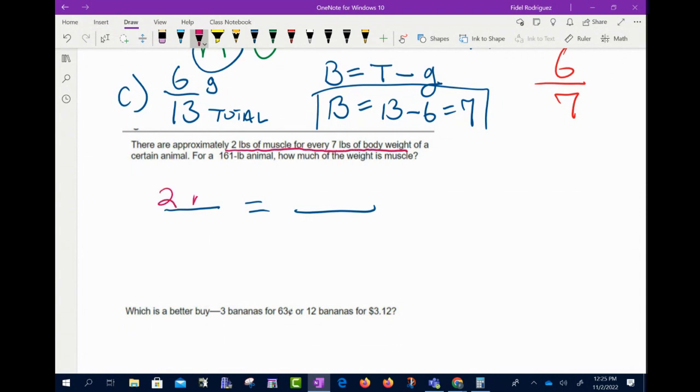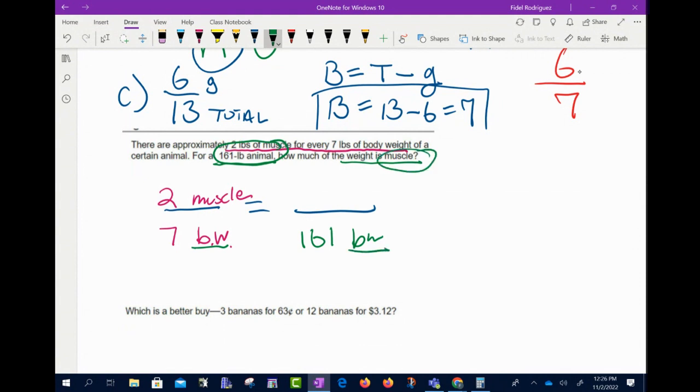So I would say, look, this is 2 pounds, that's muscle, and that's 7 pounds, that's body weight. And then when we read the second part of the sentence, it says, for a 161-pound animal, how much of the weight is muscle? So that 161 pounds, that's the body weight. So look, if the body weight was going on the bottom here, the body weight's going to go on the bottom over here. And we're looking for how much of it is muscle. I'm going to call that X, but that's going to stand for how much of it is muscle. And now we're very good.